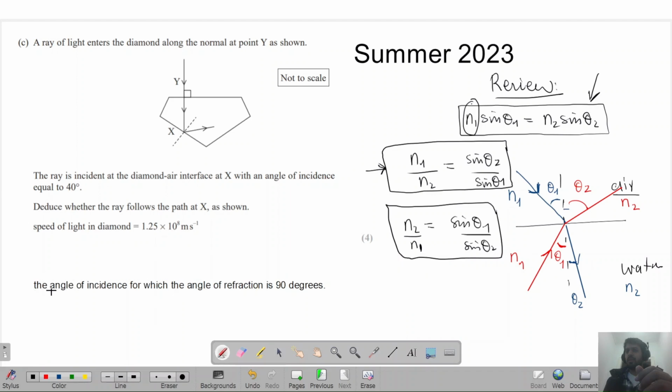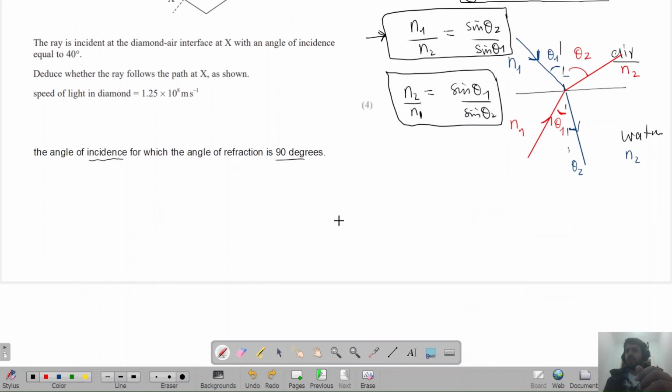So critical angle is the angle of incidence for which the angle of refraction is 90 degrees. Now what this means is, let's say you have two mediums, again water and air, and for reference we draw the normal to the surface. So we have a ray of light coming from water and entering into air, and because air is lighter, the light will bend away from the normal.